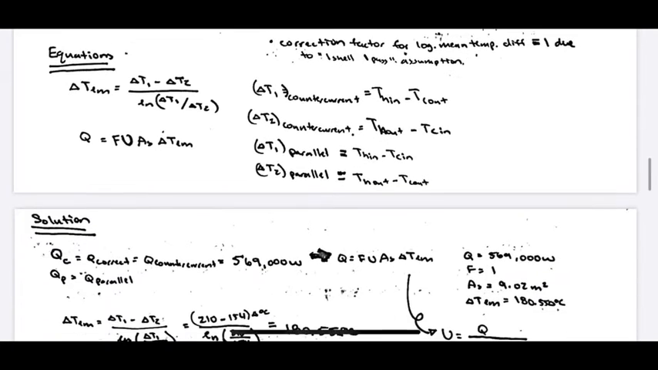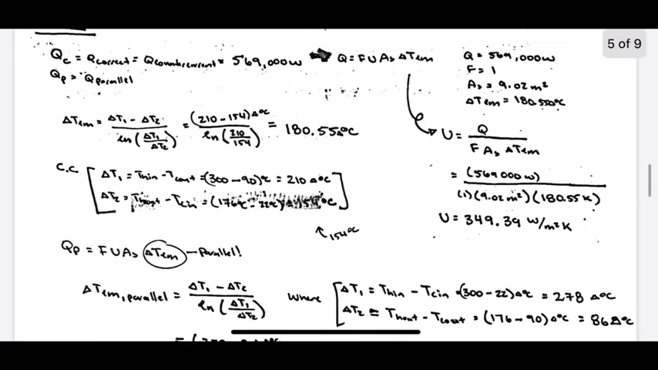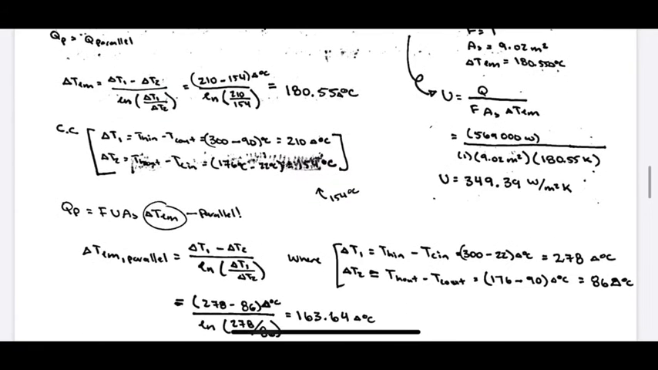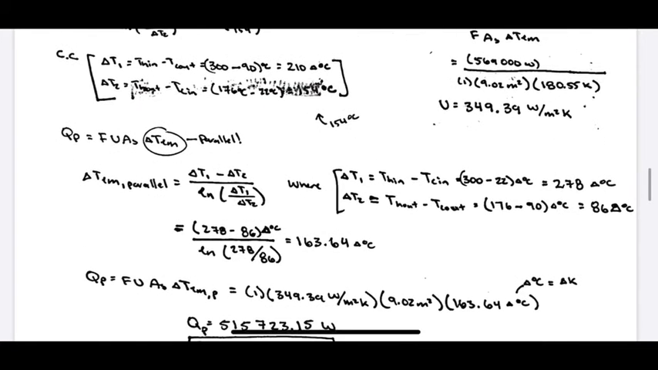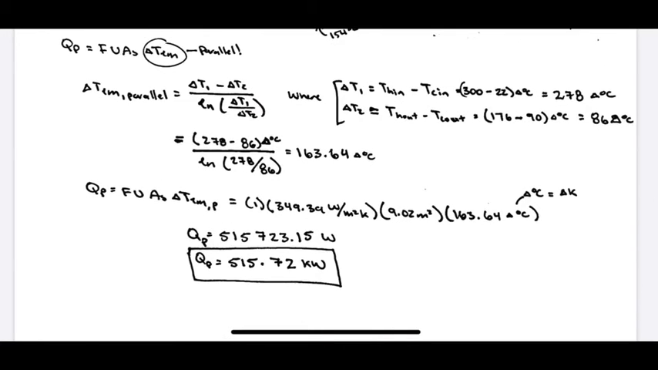Given properties at 55 degrees Celsius were found. After writing down the equations, everything was plugged in and solved for. From the original heat exchanger, the countercurrent one, an overall heat transfer coefficient could have been found. That coefficient was plugged into the overall heat transfer rate equation for the parallel flow, and the heat transfer rate for the parallel flow heat exchanger was calculated.